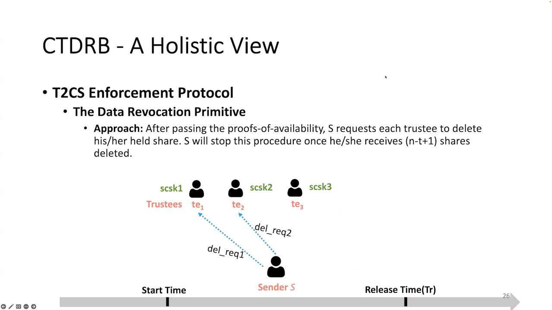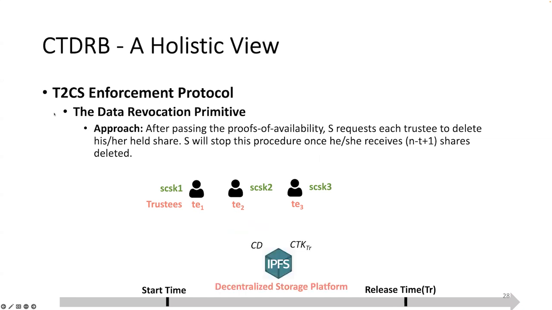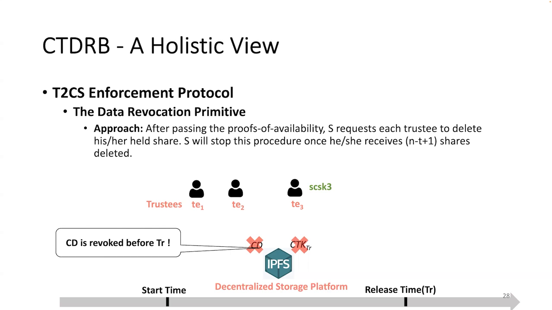As an example, the sender first sends the request to each trustee, and as a response, each trustee transmits a deletion response to the sender, which involves the signature signed by the trustee's private key on the deleted share. After receiving the responses, the sender will publish all responses to the smart contract, which makes any misbehavior verifiable. This is also called the verifiable proof of deletion in our framework. Such a process will render the encrypted time token impossible to decrypt, which finally makes the protected data impossible to decrypt. Therefore, before the release time, the data is revoked by the data sender.